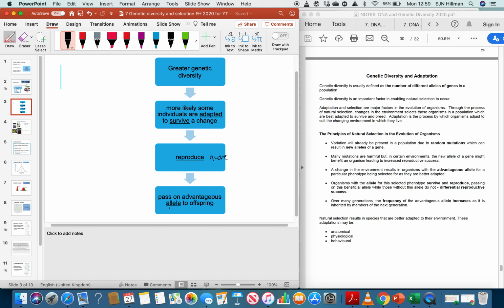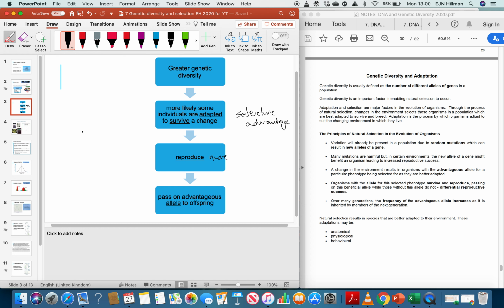So the allele which gives them what we call a selective advantage. If they possess that allele that gives them the selective advantage, it just means that they're better adapted to survive a particular change. If they have that allele, they will reproduce more often. They reproduce more often and for longer, so they'll pass on more of those advantageous alleles.